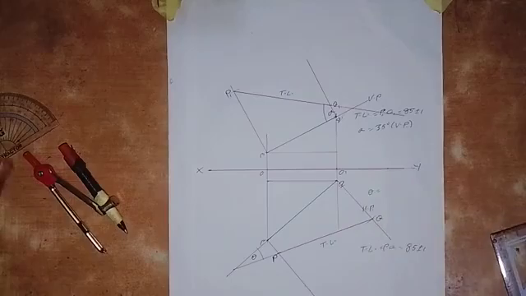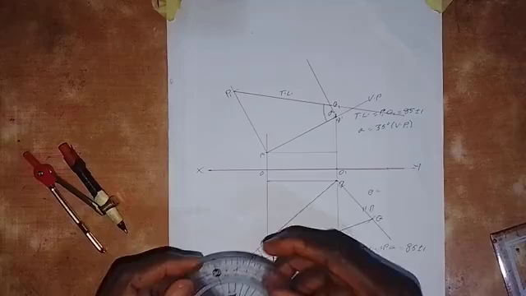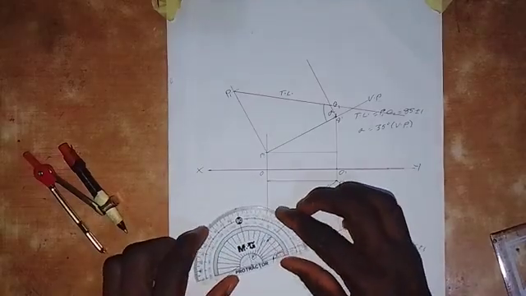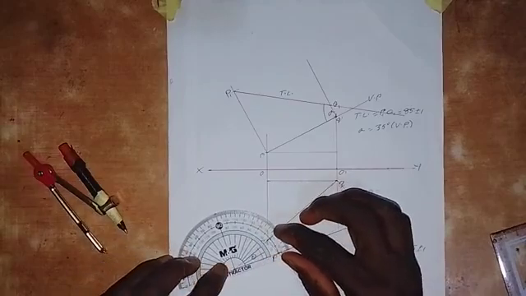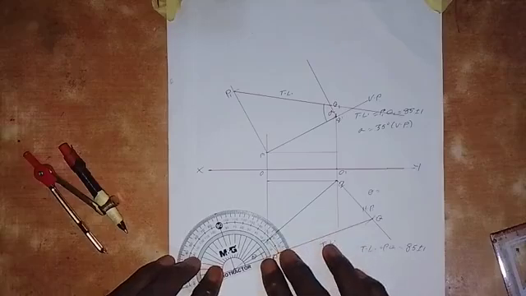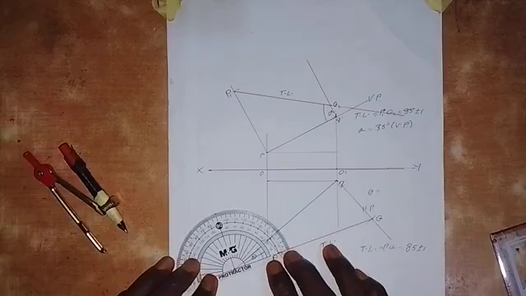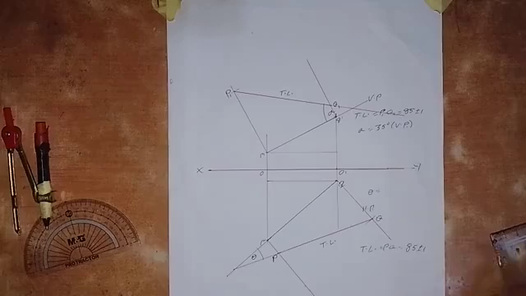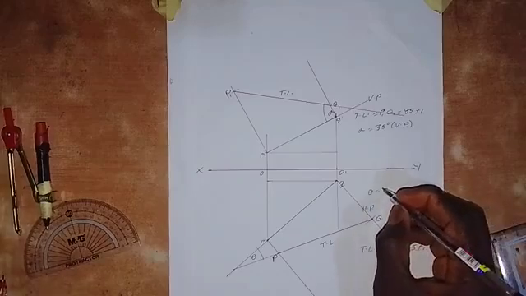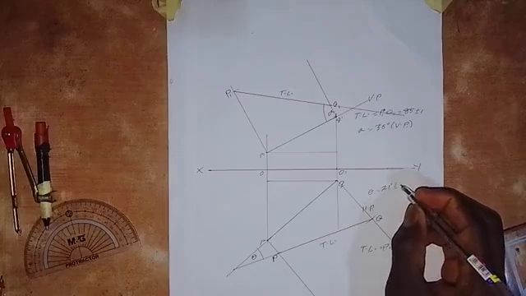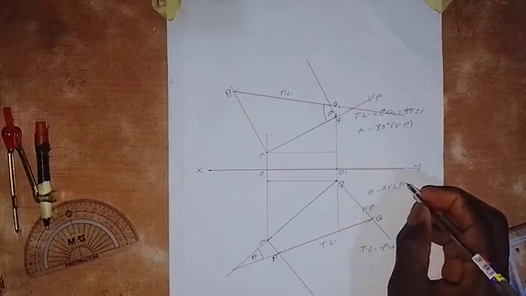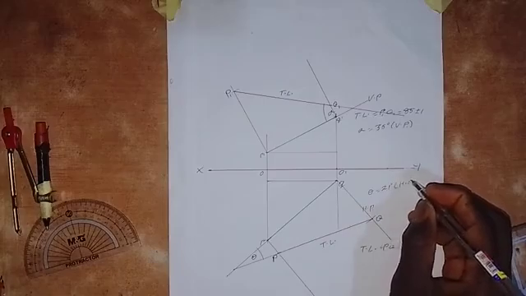So let's get the value of this angle with the use of a protractor. Setting my protractor like this at this point, I have this angle to be 21 degrees. So theta is equal to 21 degrees, and this is the true inclination to the horizontal plane.